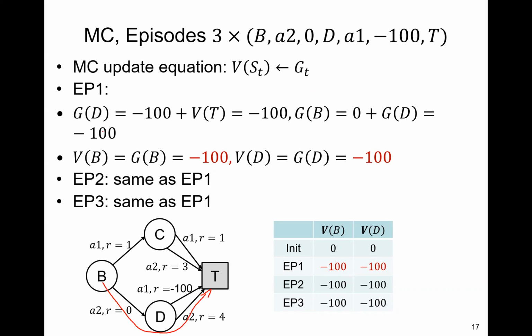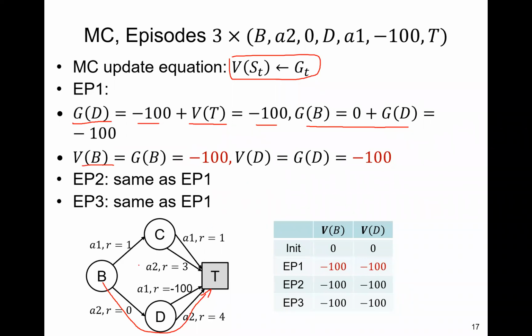And then for the first episode, the return at state D is the 1-step reward plus the value of the terminal state, which is 0. So it's minus 100. And GB is 0 plus GD, and since gamma is 1, it's the same as GD. So for the value function, because alpha is 1, you have this update equation. So VB and VD are both equal to minus 100.